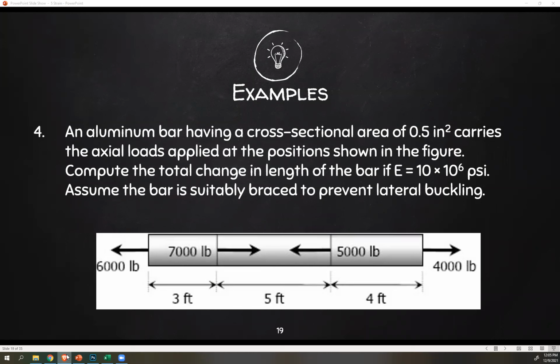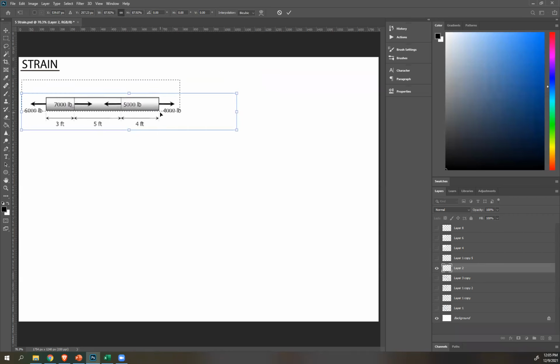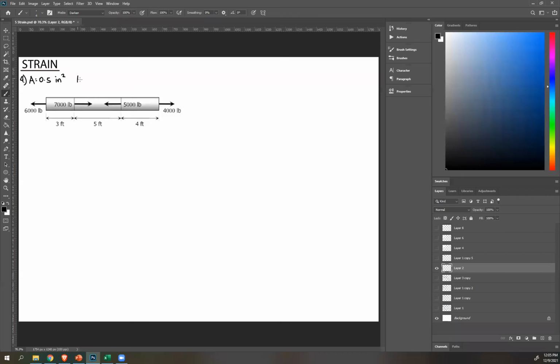So I'm going to write that down immediately. Area 0.5 inch squared. And then the bar carries the actual loads applied at the positions shown in the figure. As you can see, compute the total change in length of the bar if E is 10 times 10 raised to 6 psi. So again, I'll just write that. 10 times 10 raised to 6 psi.